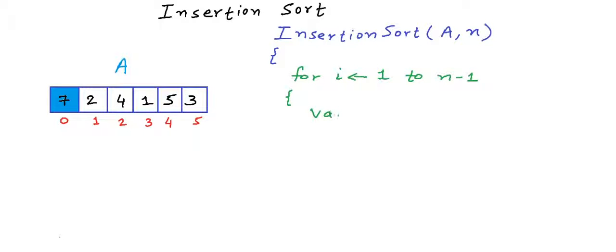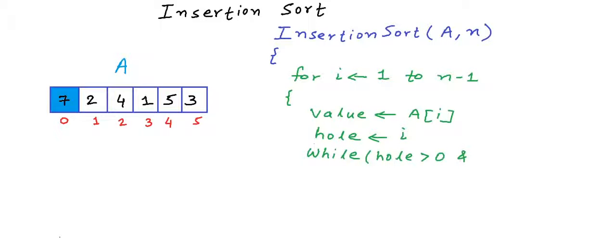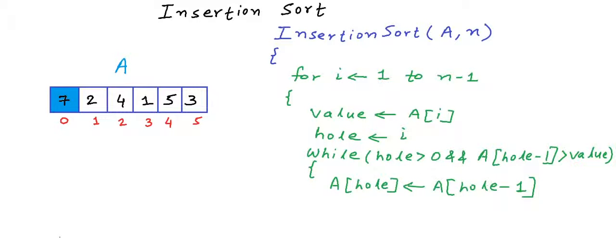First we will create a hole by taking out the value to insert in another variable. So temporarily we will keep A[i] in this particular variable, and then I'll take another variable to mark the position of the hole. At this stage the hole is at index i, and now we need to shift all the elements greater than the value to be inserted 1 position to the right. While hole is greater than 0 and the element at index hole minus 1 is greater than value, we will shift the element at index hole minus 1 to the hole. So now our new hole will be index hole minus 1.